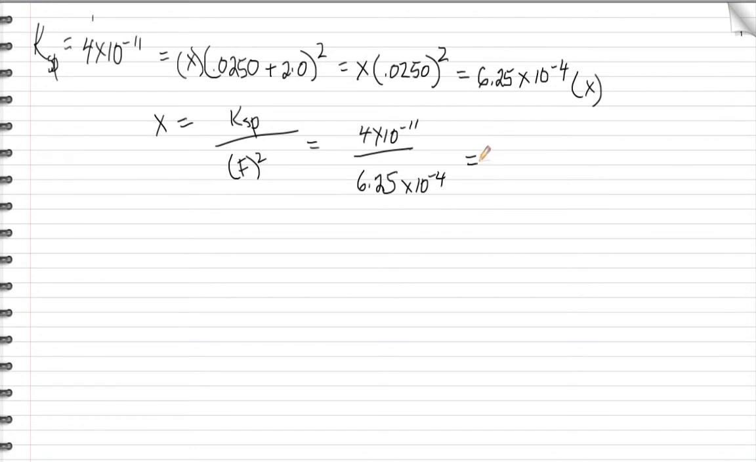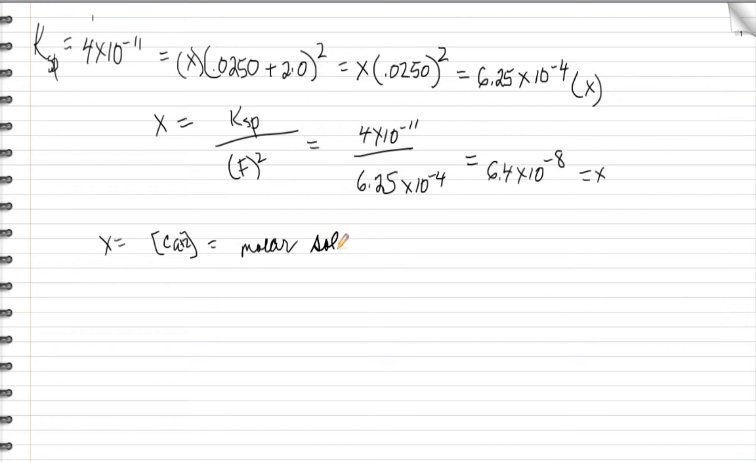Then all you have to do is, it's going to be 10 to the minus 8th. 6.4 times 10 to the minus 8th, right?